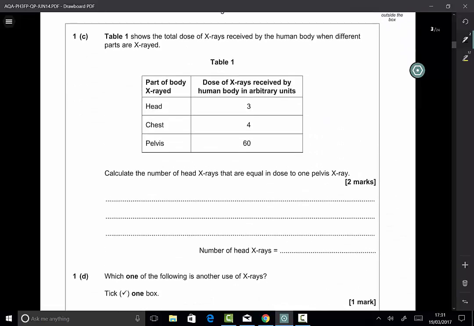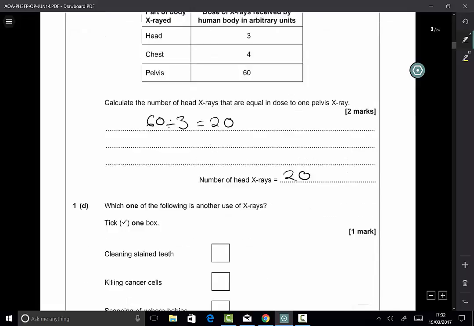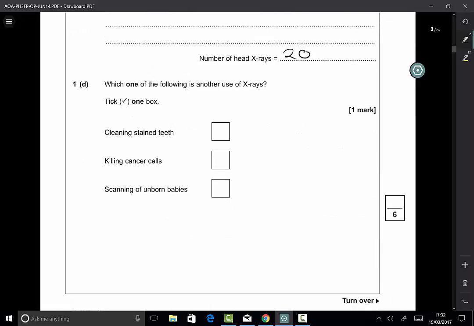Okay, so we've got the total dose of x-rays received by the human body when different parts are x-rayed. Calculate the number of head x-rays that are equal in dose to one pelvis x-ray. So one pelvis is 60 and a head is 3, so we need to do 60 divided by 3, which is 20. What is another use of x-rays? Cleaning stone teeth would be ultrasound, as would scanning babies and killing cancer cells.